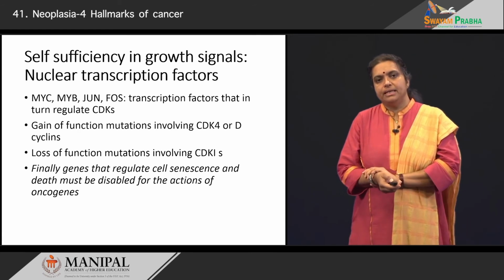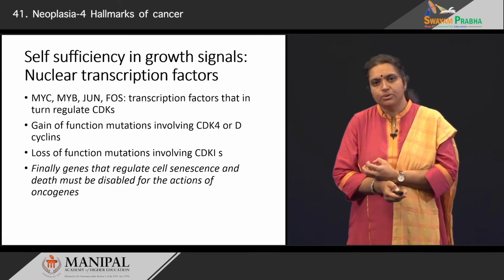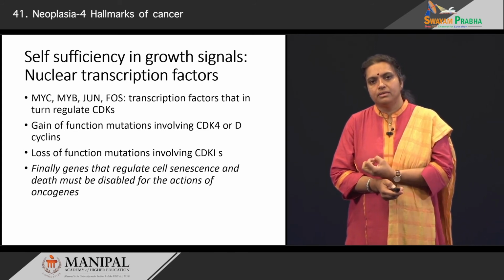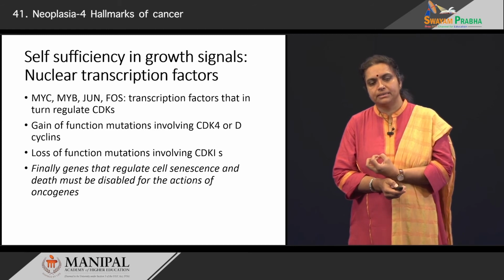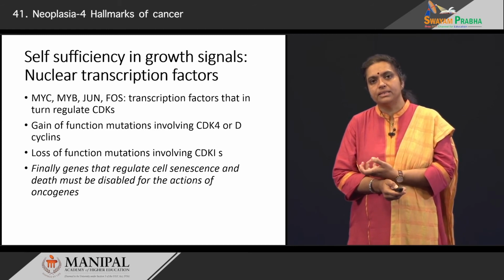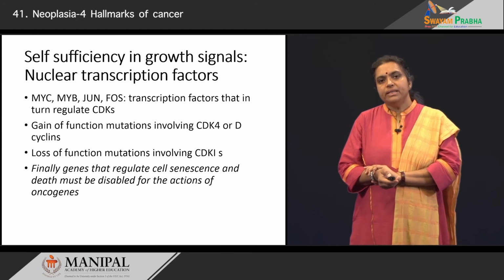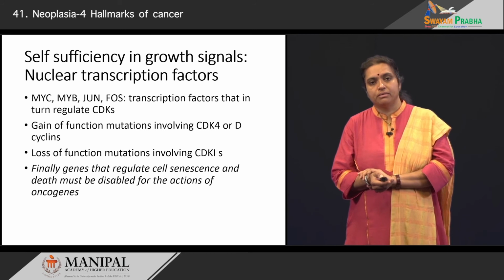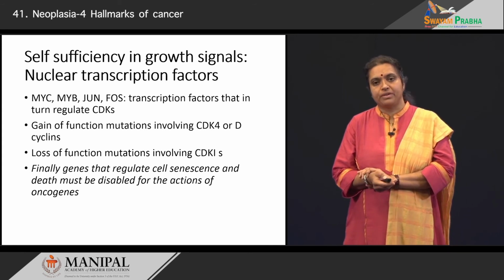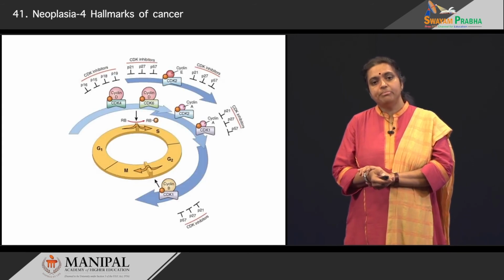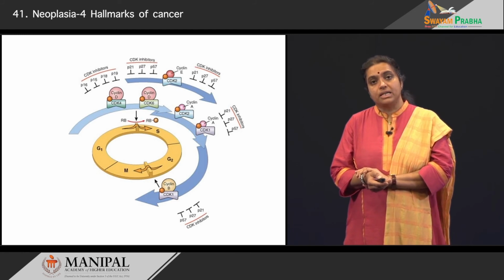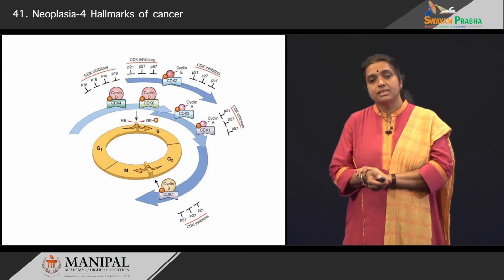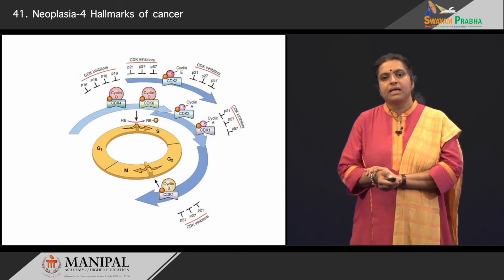Finally, for a cell to proliferate, the signal has to go to the nucleus. That is the end point of all the signals, ultimately allowing the cell to proliferate. Within the nucleus there are various genes which code for transcription factors such as MYC, MYB, JUN and FOS, that in turn ultimately regulate cyclin dependent kinases.